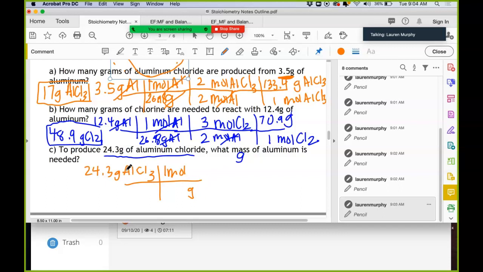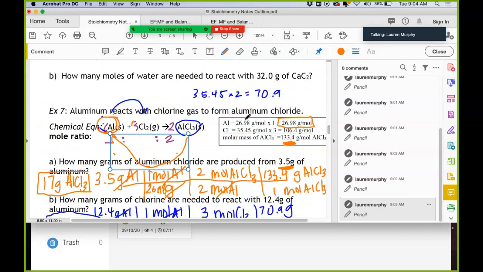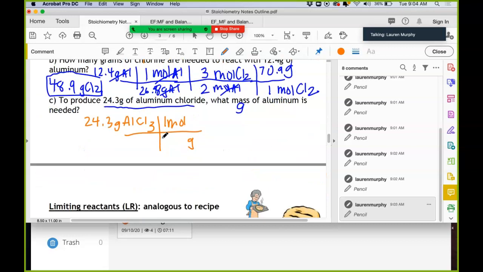So you take aluminum's molar mass and you add 3 of the chlorine's molar mass. Now, I did this for you up here, right? Aluminum is 26.98. Chlorine is 35.545 times 3. And that ends up being 106.4. You add those 2 numbers together and you get 133.4. So 133.4 grams per mole of aluminum chloride. Okay? So grams cancel. Now, we are at moles now.